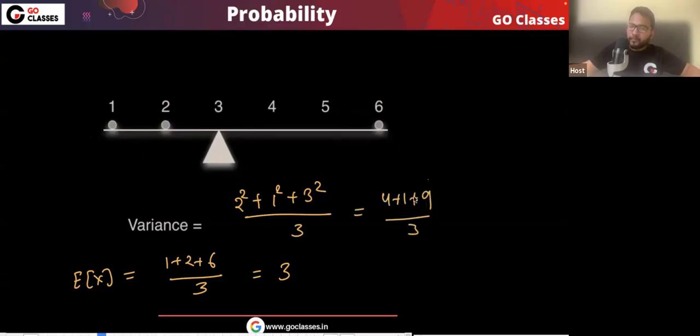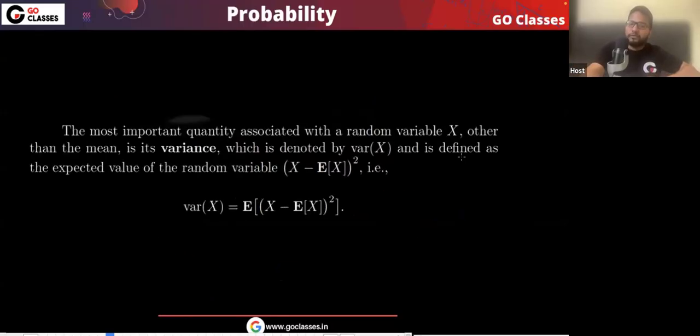This will be 13 plus 1 is 14, right? Divided by 3. So 14 by 3 is your variance here. Understood? Okay. This was just a review of variance. So this was the formula.